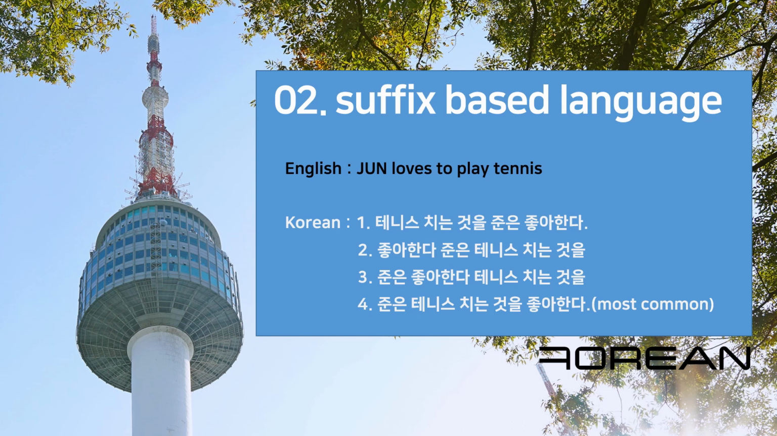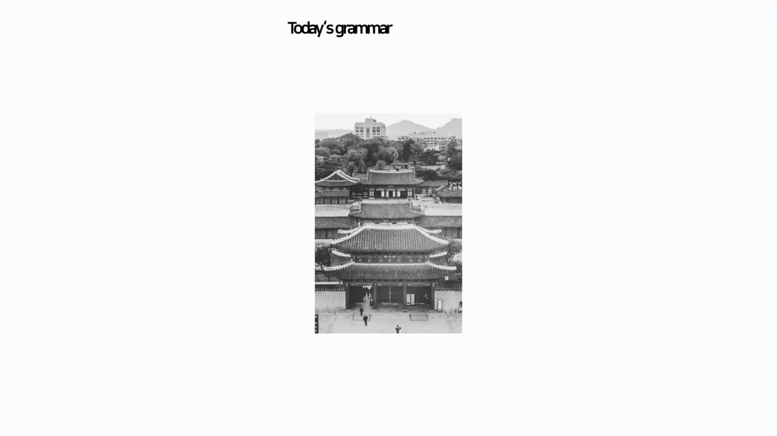테니스 치는 것을 주는 좋아한다. 좋아한다. 주는 테니스 치는 것을. 주는 좋아한다. 테니스 치는 것을. 주는 테니스 치는 것을 좋아한다. The four Korean translations are all correct and can be used.